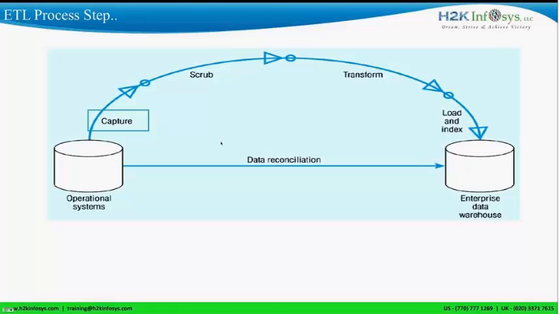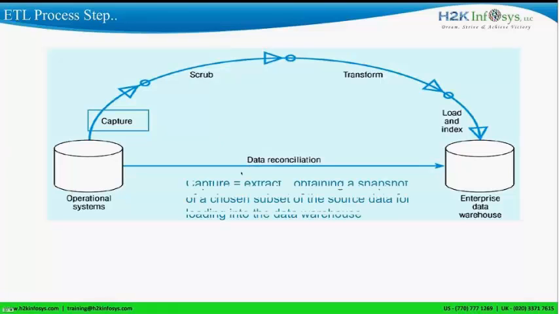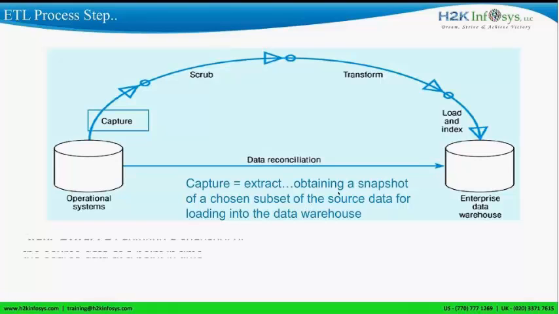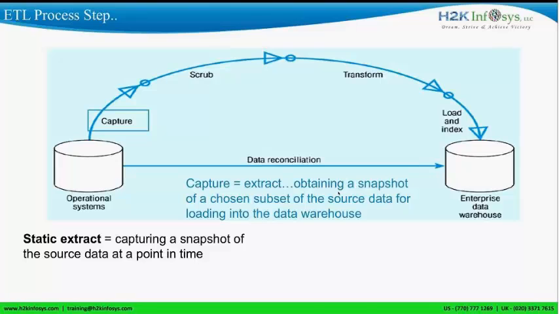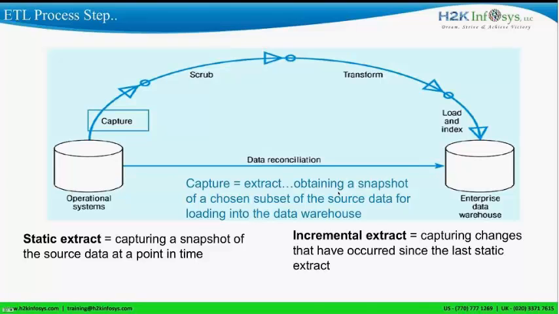Okay, so now this is what happens in the table. First we basically capture the data, obtain a snapshot of the student subset of the source data from the loading bit. So what we do is extract all the transactions which were recently made and capture those transactions, and there are two types of extract possible. One is a static extract and another is an incremental extract.